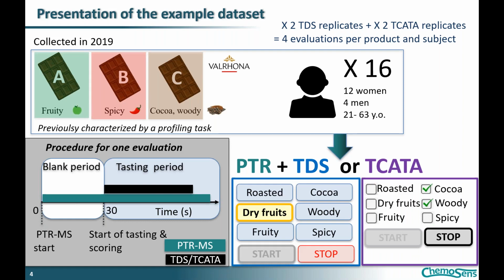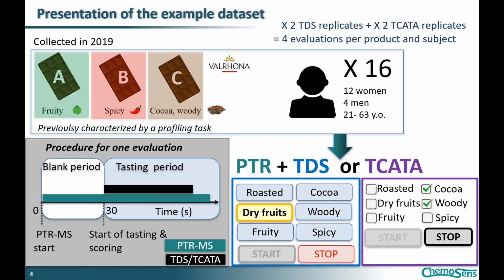So now I am going to explain what it is. Let's imagine that I taste a chocolate. I put the chocolate in my mouth, I click on start. Then I feel that there is some dry fruit aroma, so I click on it. Then I feel that finally it is more spicy, so I click on it. And then I don't feel anything and I click on stop. So I have these sequences where I have selected only one descriptor at each time.